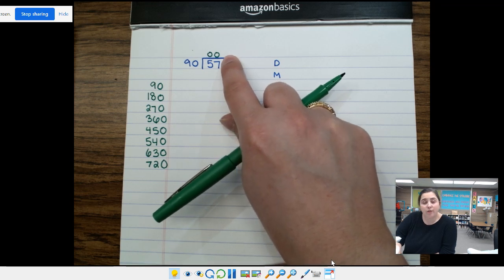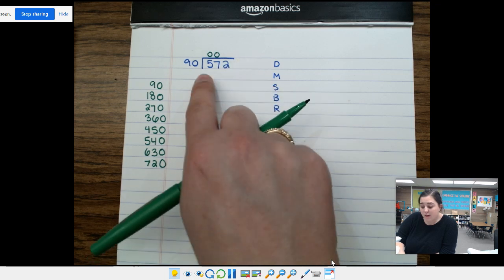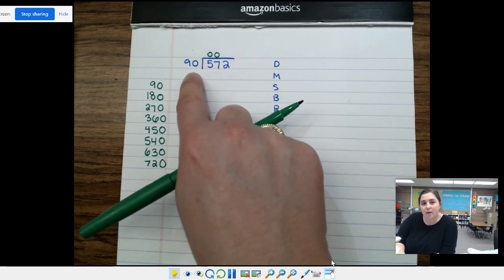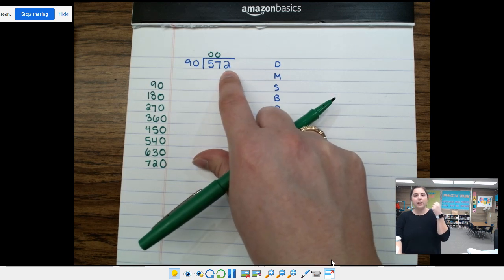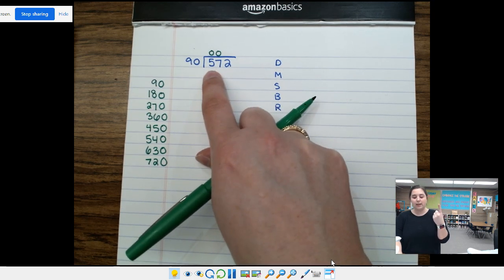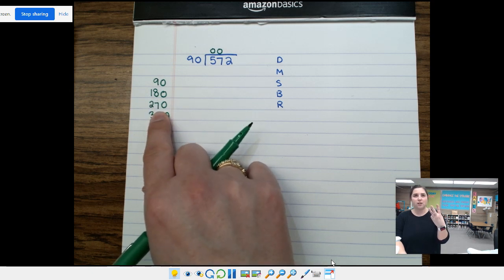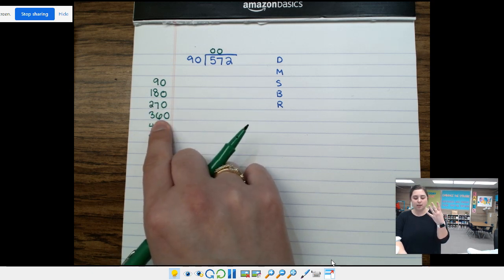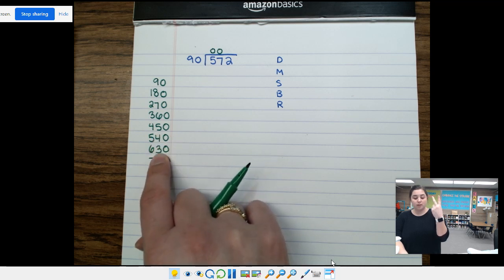90 cannot go into 57. There are 0 groups of 90 in 57. So now I'm trying to figure out how many groups of 90 are there in 572. So counting by 90s, counting my groups. One group would be 90, 180, 270, 360, 450, 540, 630.